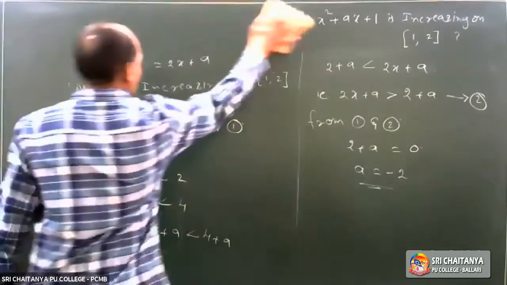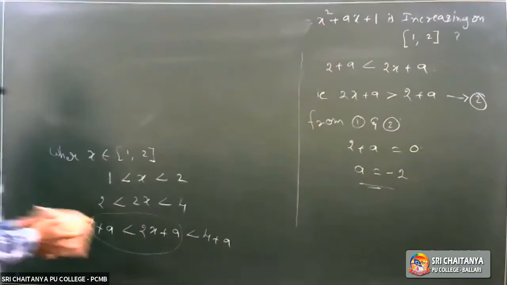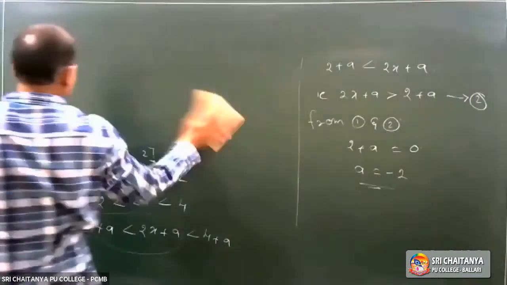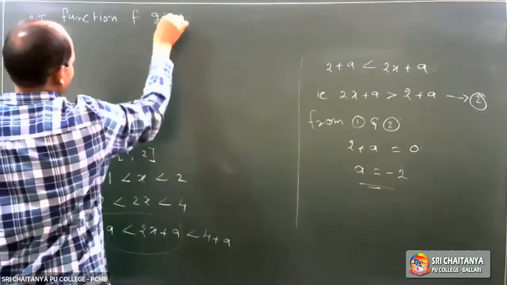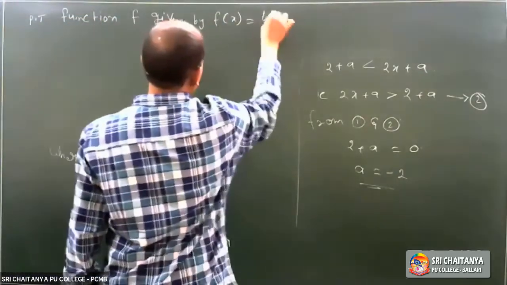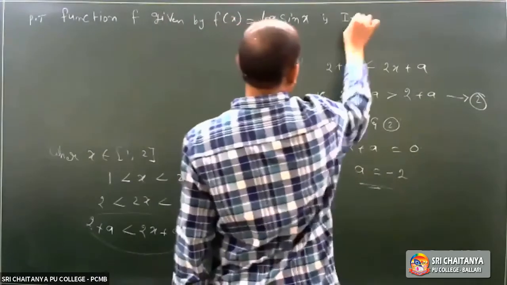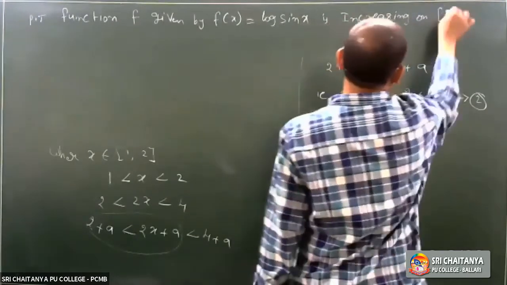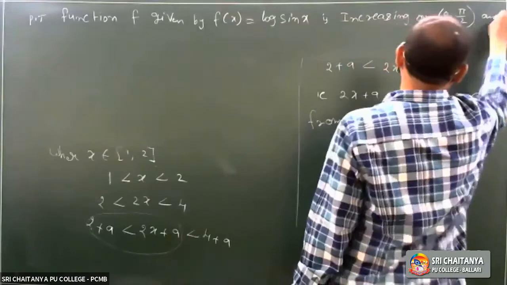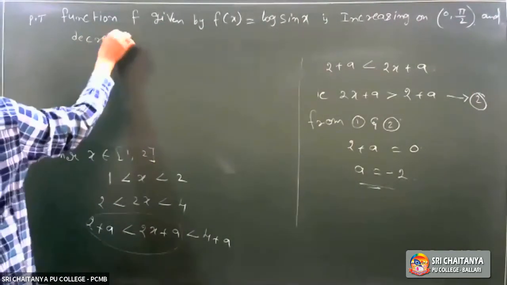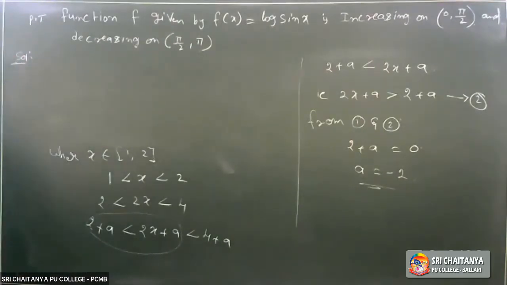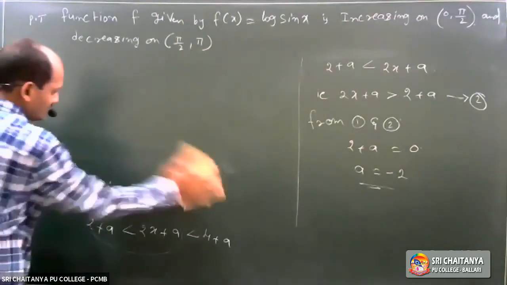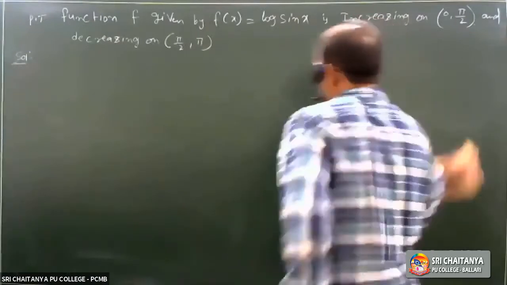Write down next. Prove that the function f given by f of x equal to log of sin x is increasing on 0 to pi by 2 and decreasing on pi by 2 to pi.